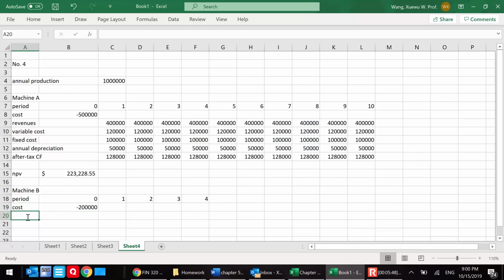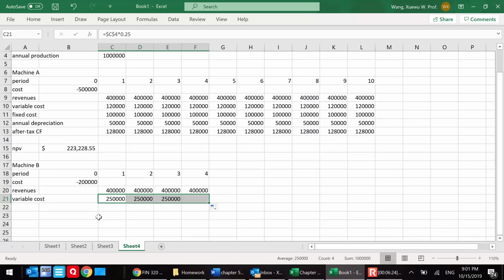Okay, and let's do the same thing, revenue. Machine B is producing this unit as well, and this is actually selling for 40 cents. So that's 400,000. Now I'm going to look at the variable cost. You're producing this amount here, and each unit is costing 25 cents. This is the old machine, so it is more costly. And I can copy this across.